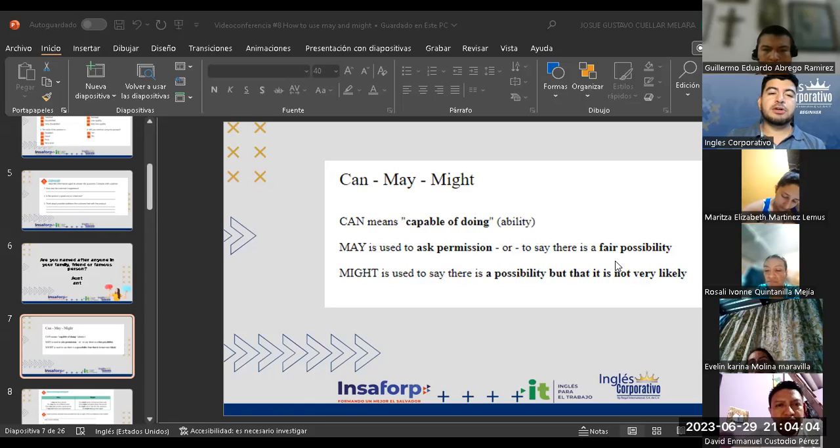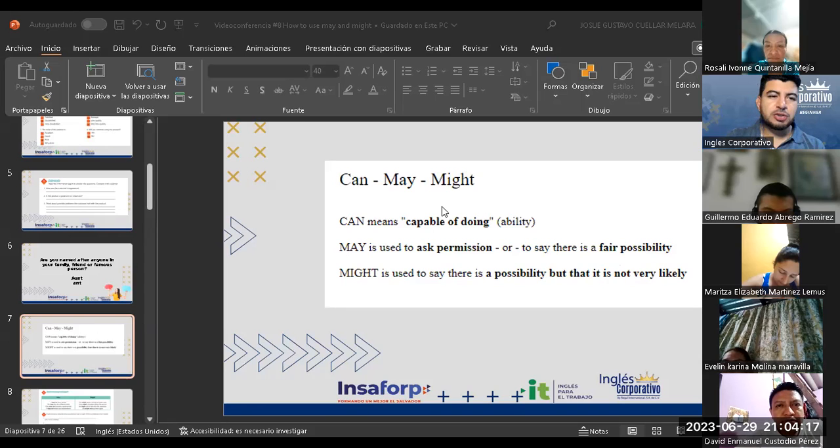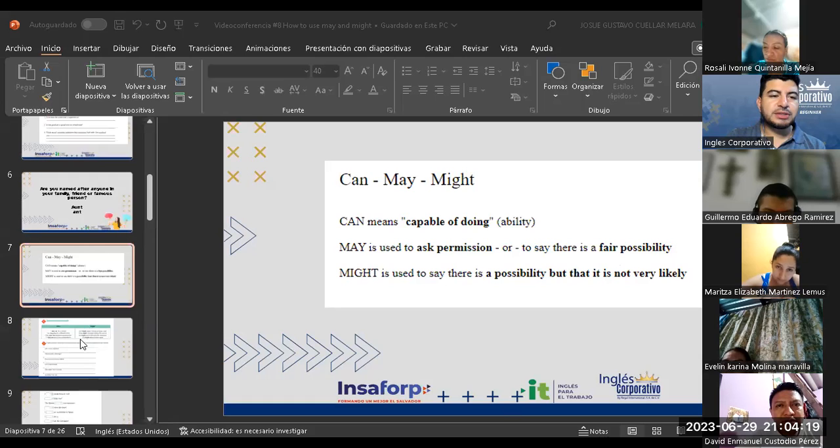Okay? So here we have the three definitions of these modal auxiliaries. Very important: can, may, and might. And we usually have confusion related to this. So let's continue with some exercises.